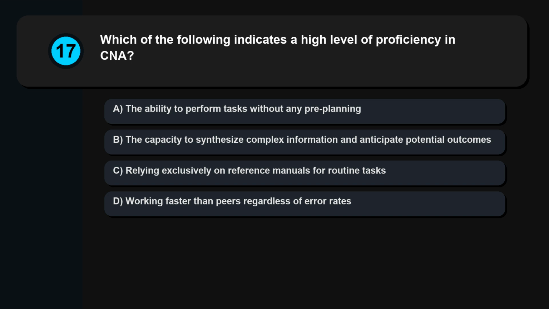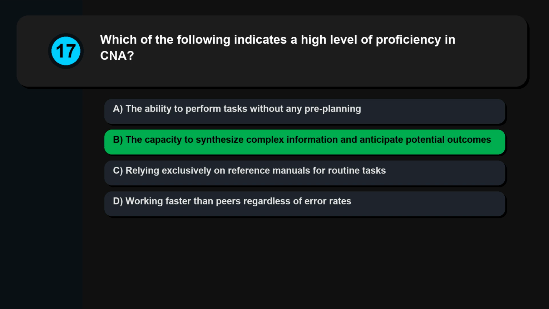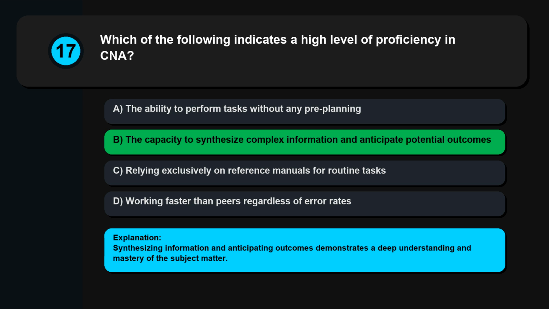Question 17. Which of the following indicates a high level of proficiency in CNA? The ability to perform tasks without any pre-planning, the capacity to synthesize complex information and anticipate potential outcomes, relying exclusively on reference manuals for routine tasks, working faster than peers regardless of error rates. Synthesizing information and anticipating outcomes demonstrates a deep understanding and mastery of the subject matter.